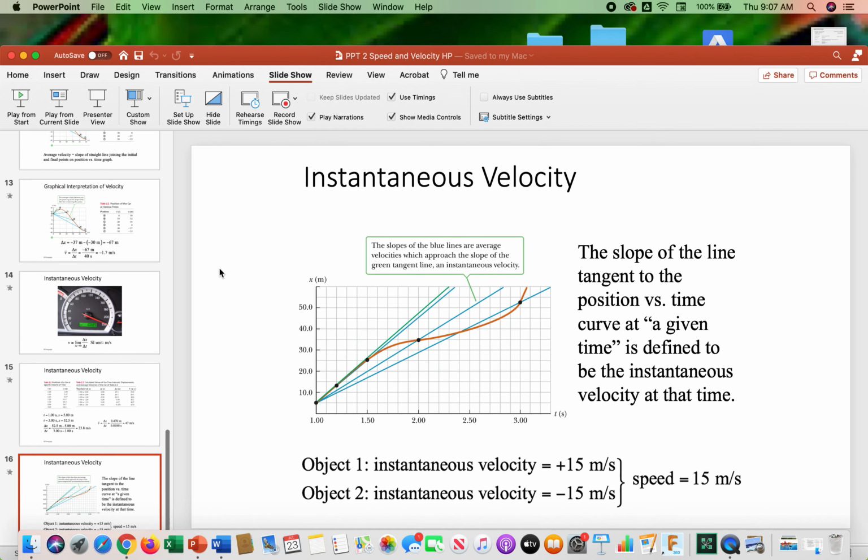But for now, that's the idea of the distinction between an average velocity and an instantaneous velocity, and we'll continue to work on that.